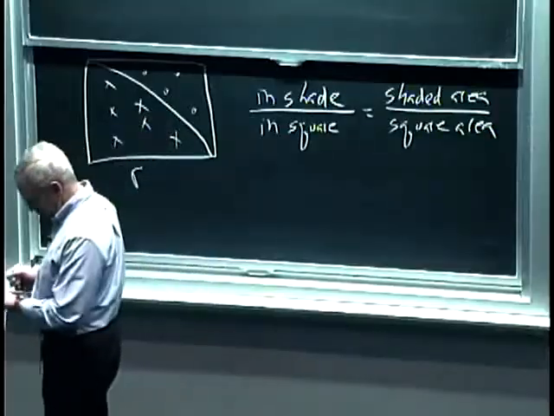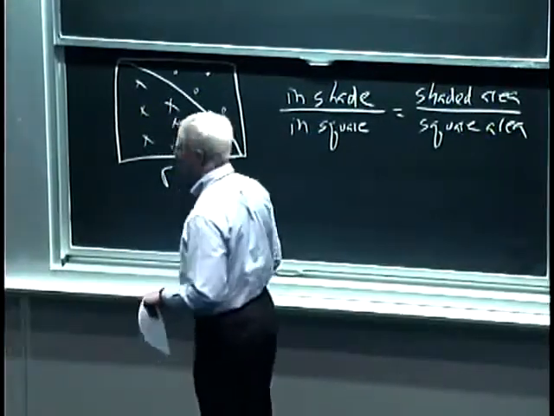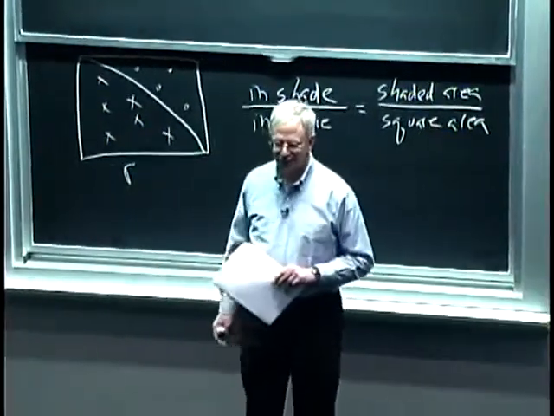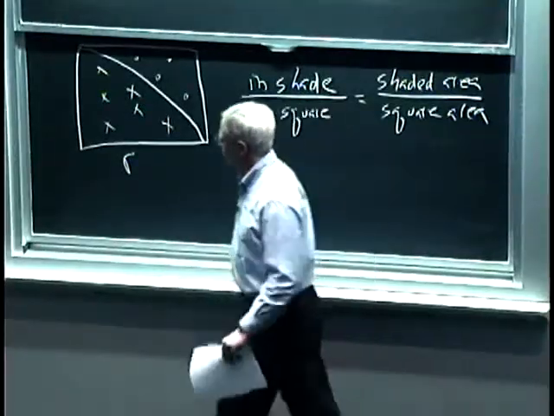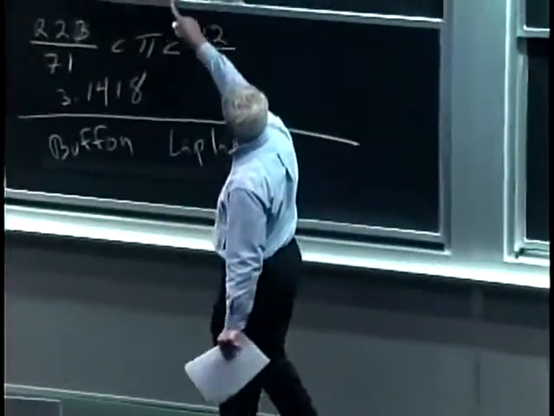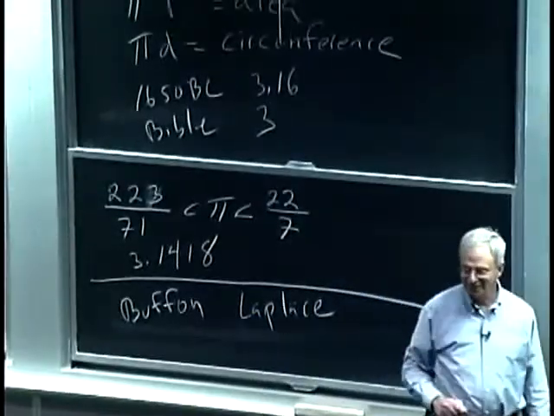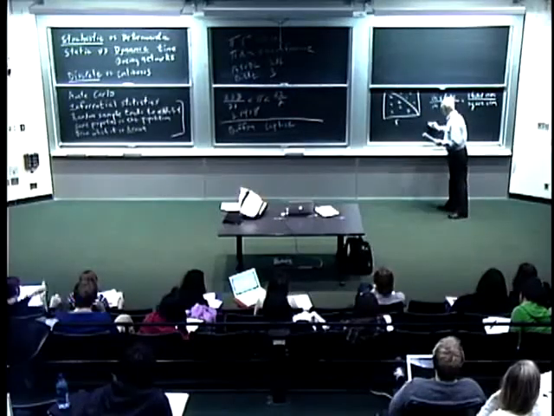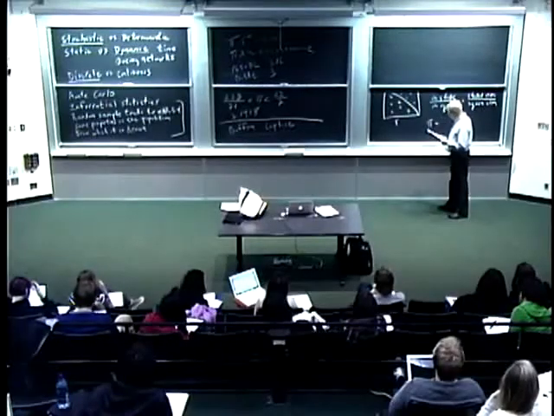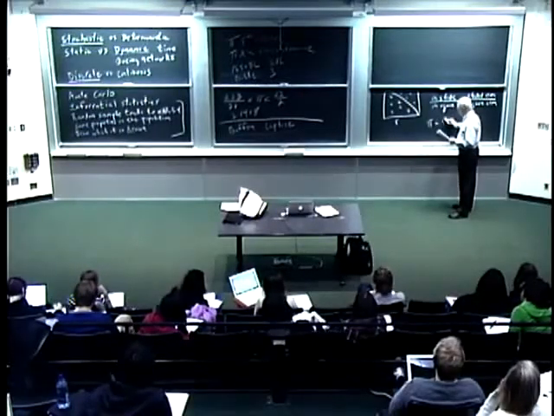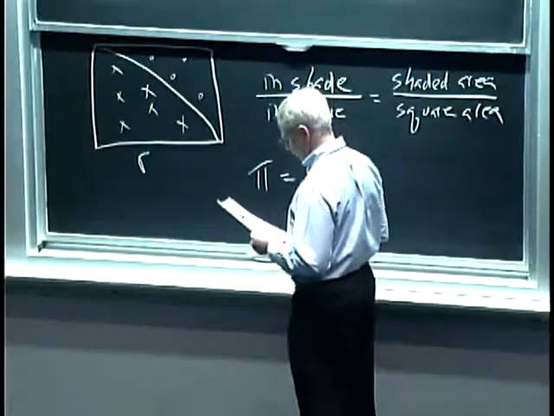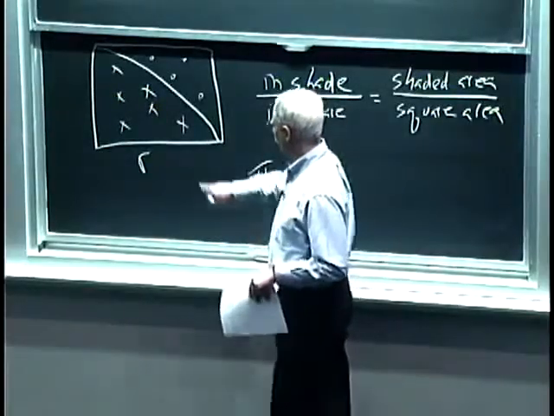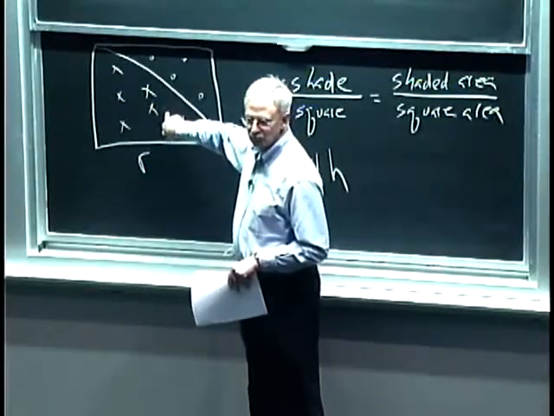And then, as you can see in your handout, a little simple algebra can take this plus pi r squared equals the area. You can solve for pi, and you can get that pi is equal to 4h, where h is the hit ratio, the number falling in here.